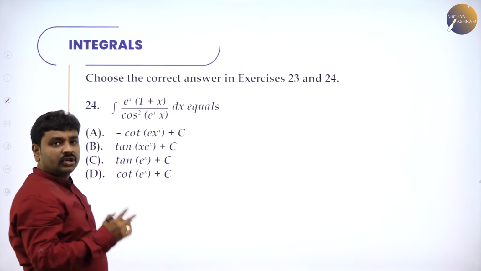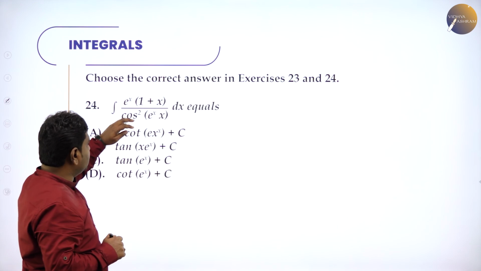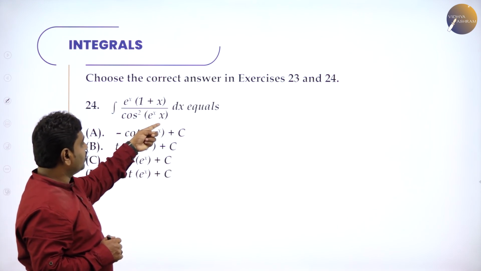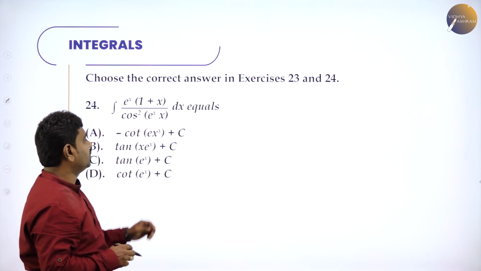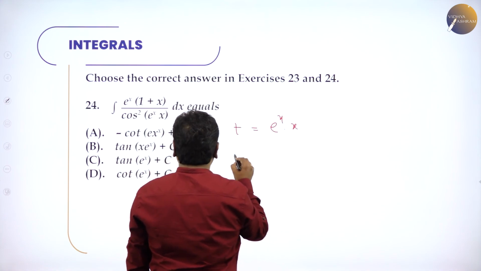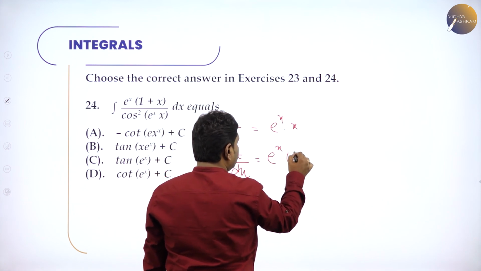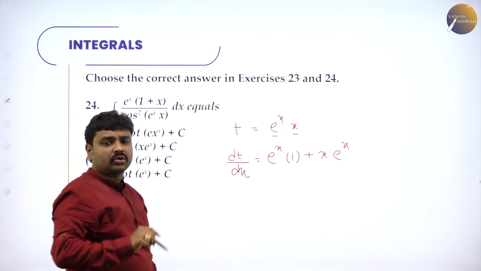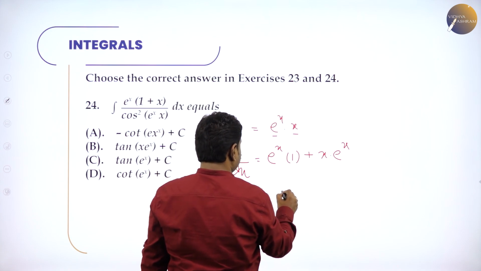Then, integration of e power x into 1 plus x by cos square of e power x into x dx equals, what is the answer? Two methods. Integrals are also called anti-derivatives. You take the answer and differentiate, and check whether you get the question. The other method is simple. Take the internal function, e power x into x, as t. Put t equal to e power x into x. Differentiate. What is dt by dx? Product rule: e power x into the derivative of x, which is 1, plus x into the derivative of e power x, which is e power x. For a product of two functions, you should use the product rule: first into derivative of second plus second into derivative of first.